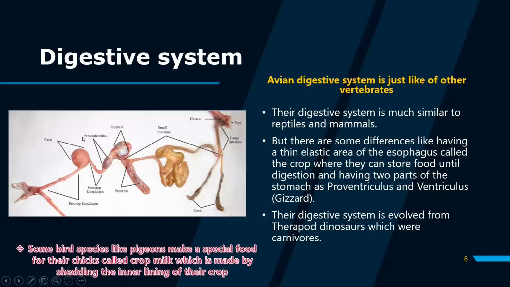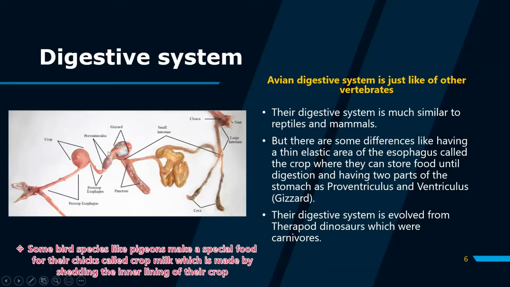So let's take the digestive system. The digestive system is also a bit similar to ours, but there are some differences. Like, they have this elastic area of the esophagus, also known as the crop. Most pigeons and roosters have a rather large crop because they eat very fast. They need to store food, but the food doesn't digest in here. It just stores there temporarily.